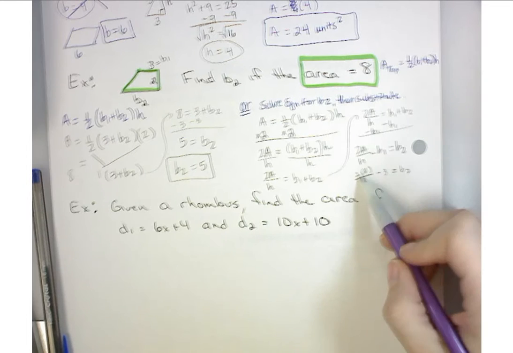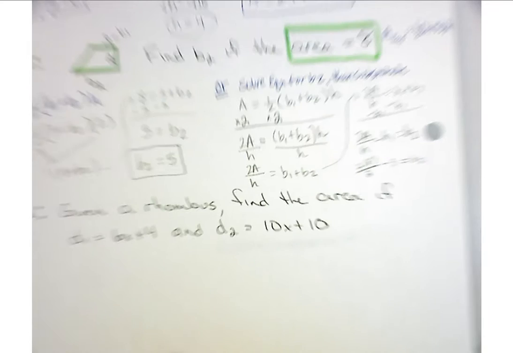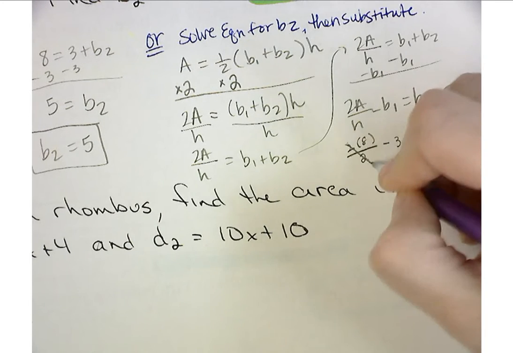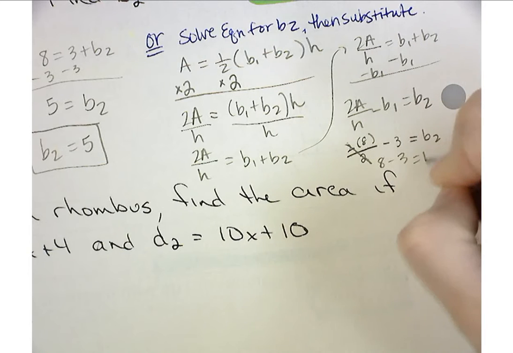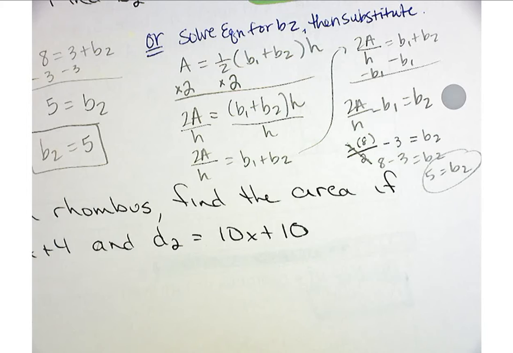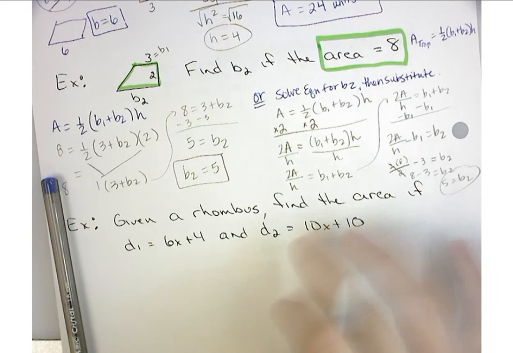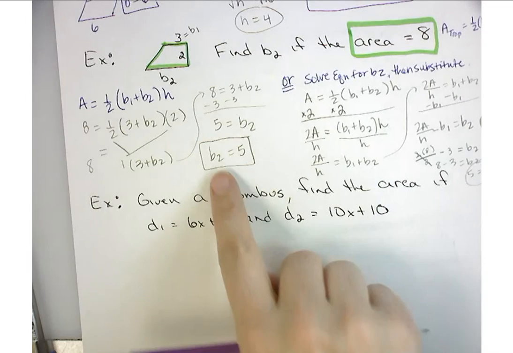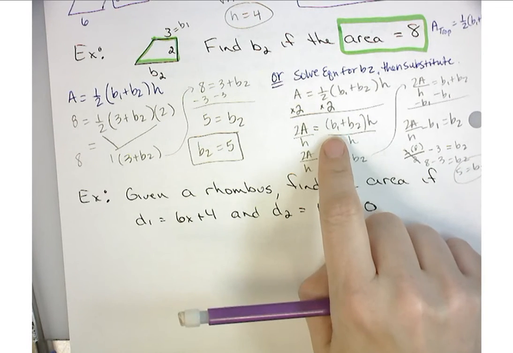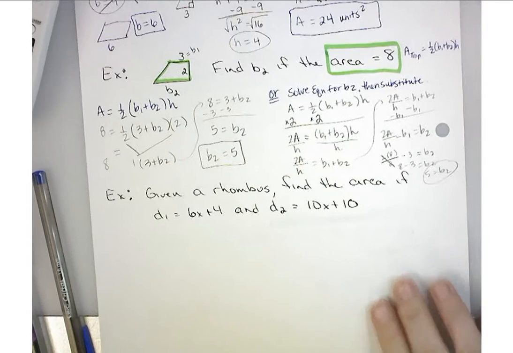So 2 times 8 is 16. 16 divided by 2 is 8. 8 minus 3 is 5. And really, these cancel out. 8 minus 3 would be b sub 2, so 5 would be b sub 2. Okay, so you can do it any way. I would do it the first way, but I wanted to show you this to help you start thinking about problem solving, okay, for your ESAT.